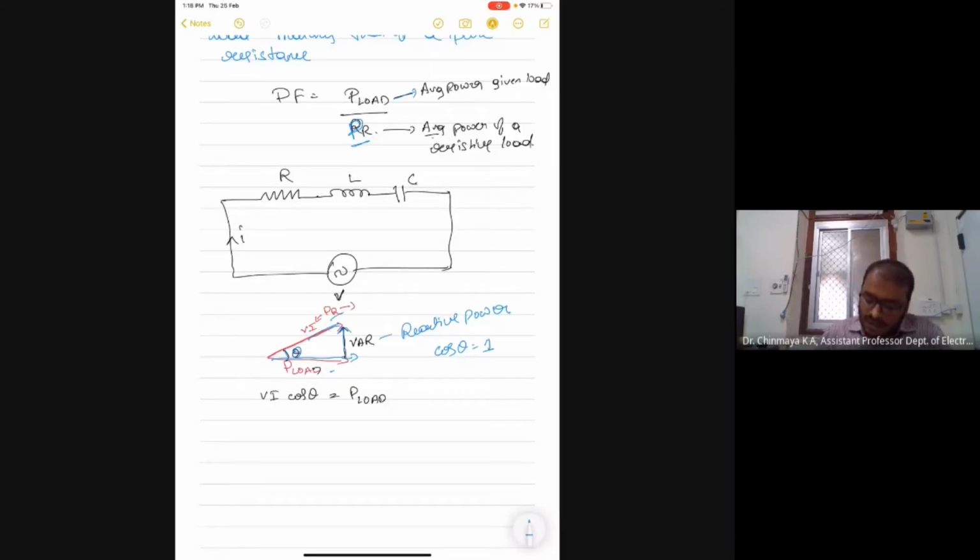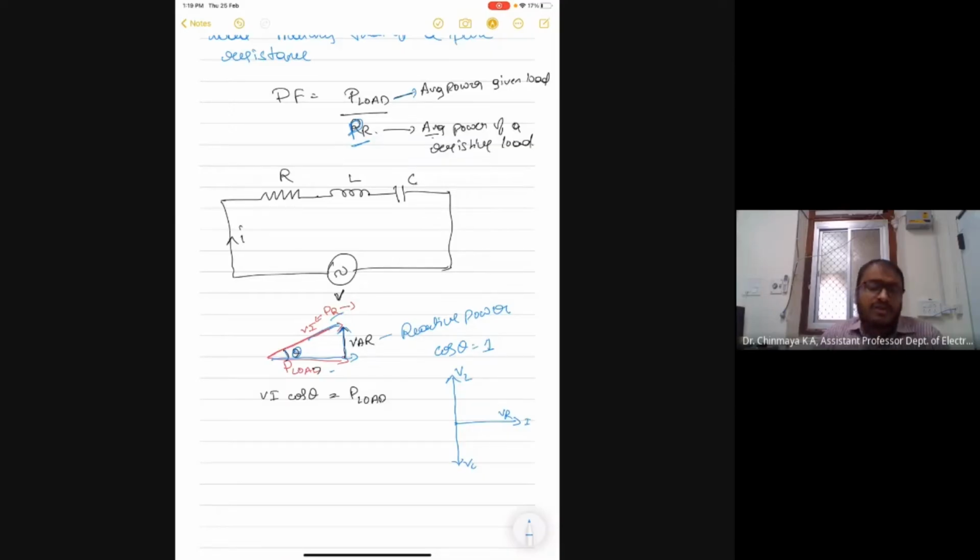As you can see here, the voltage of the inductor is leading the circuit, and this is the voltage across the resistor VR. This is the current, this is VL, and this is VC. Okay, so if the voltage across the inductor and the voltage across the capacitor are the same, they both will cancel each other. So the power factor of the circuit will be unity. When the power factor is unity, that means the total power of the circuit will be equivalent to the power given to a resistive load.